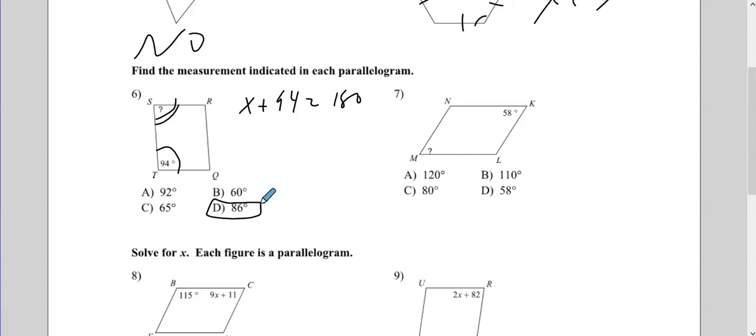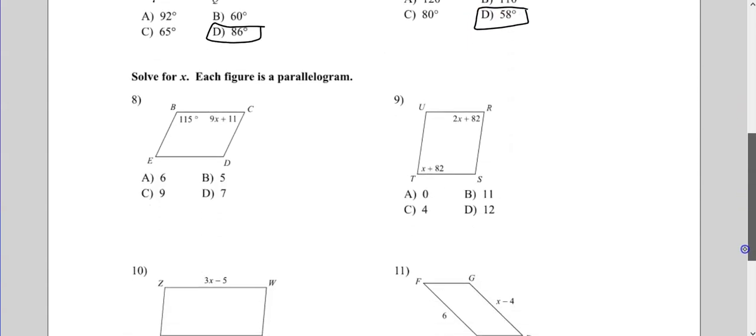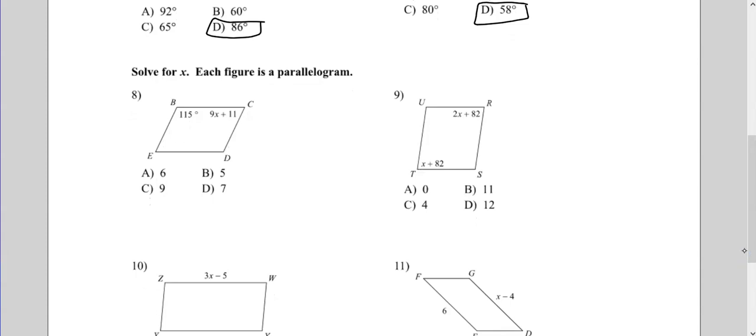Now number 7, notice, that's obtuse, so is that. This is acute, so is that. Opposite angles are equal in a parallelogram. Now, if I'm going too fast, you can always hit pause, rewind. You can also slow down the video on YouTube if you want to.